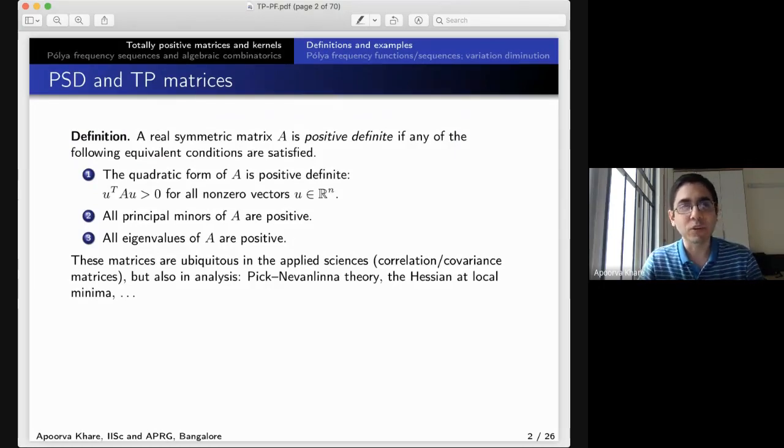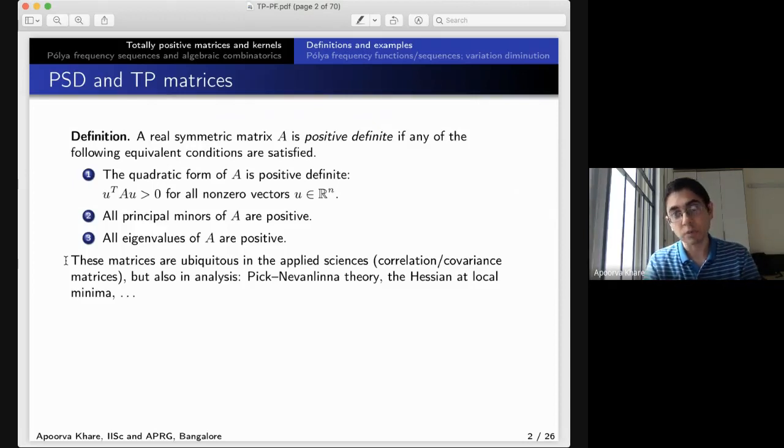Just to remind you and to set some notation and basics, everything in this talk will be about real matrices. A real symmetric matrix is positive definite if and only if any of these three conditions is satisfied. The quadratic form is positive definite, that is, u transpose Au is strictly positive for every non-zero vector u. Equivalently, all principal minors are positive, or all eigenvalues are positive. These matrices show up in all kinds of applied sciences, because every positive semi-definite matrix is a correlation matrix, and vice versa.